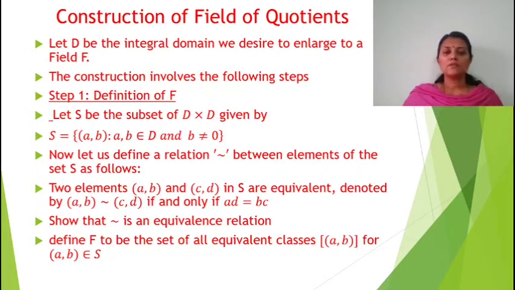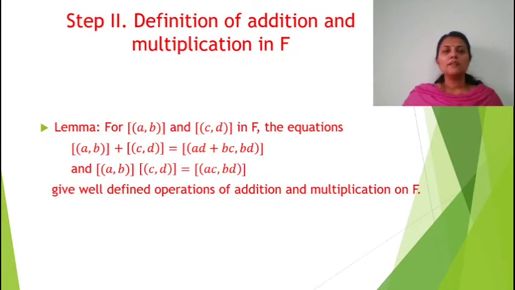First step, definition of F. We defined S to be the subset of D cross D given by S equal to the set of pairs (a, b), where a, b are elements of D and b not equal to 0. Now we define the relation (a, b) is equivalent to (c, d) if and only if ad equal to bc, and we have shown that it's an equivalence relation, and we have defined F to be the set of all equivalence classes [a, b] for (a, b) an element of S. That's the first step.